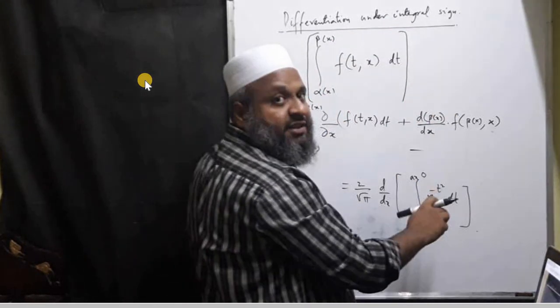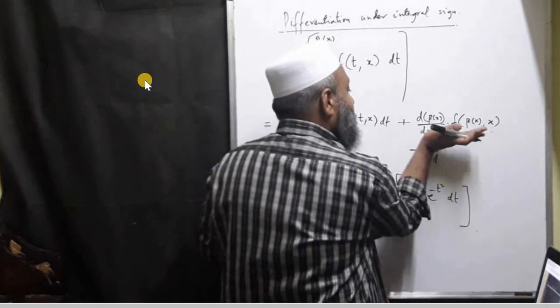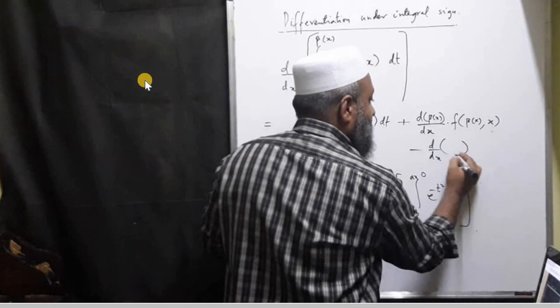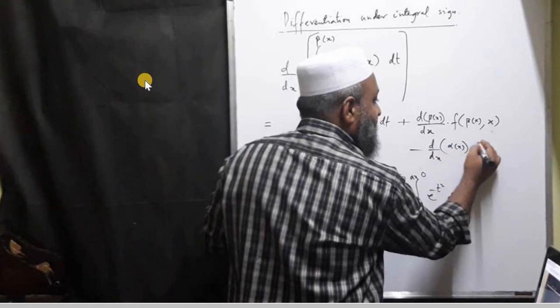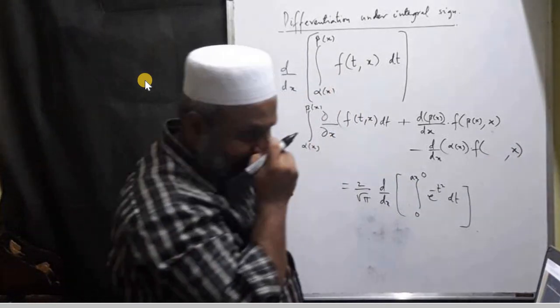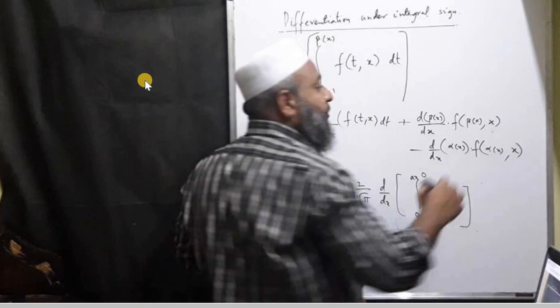Then removing the lower limit value like that at lower level. So d by dx of alpha of x into, you can guess it is x. Okay, is it appearing? Yes. So alpha of x. I hope you got the point.